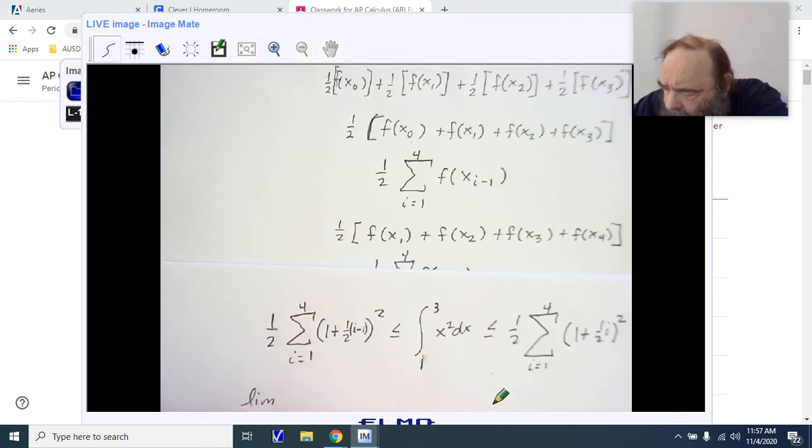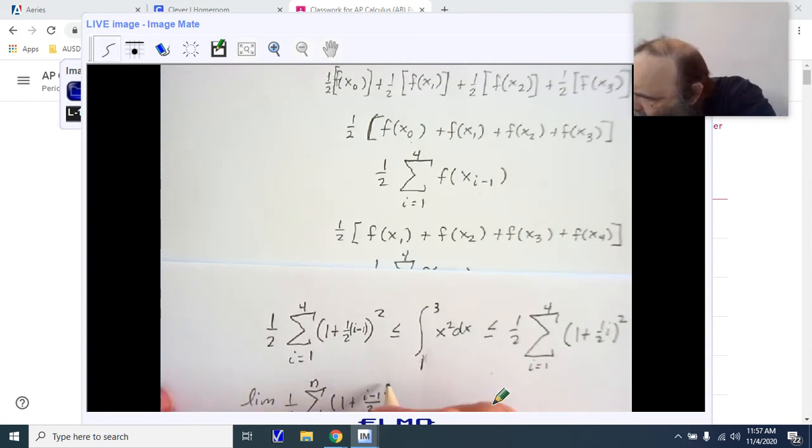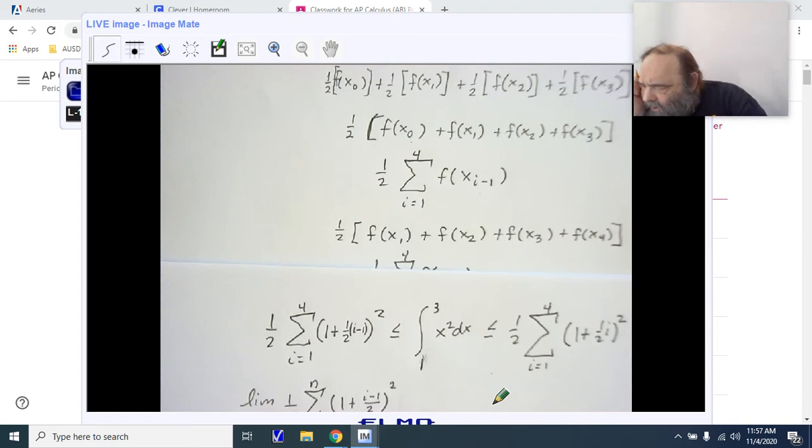The limit as n approaches infinity for 1 over 2, the summation as I starts at 1 and goes to n, which is going to infinity, of 1 plus I over minus 1 over 2. And then I have my squared. Does that look right? No, it doesn't. Why not?